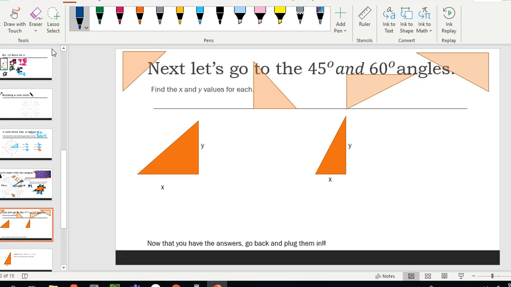But let's look at the next page. Beep, turn the page. There we go. All right, so now the next one up is the 45-degree angle. There's my right angle.